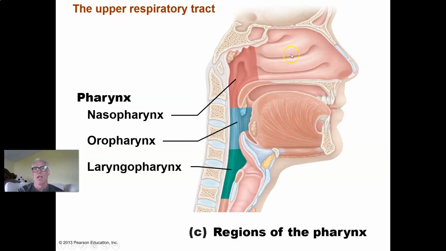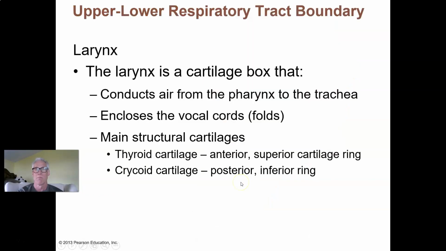So the air enters in the nasal cavity and into the pharynx. The pharynx is actually divided into 3 separate regions according to what structure they lie posterior to. So that we have the nasopharynx, the oropharynx posterior to the oral cavity, and the laryngopharynx posterior to the larynx. And then the air enters into the larynx.